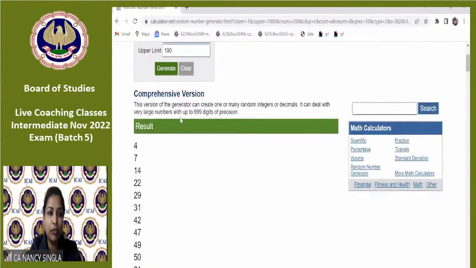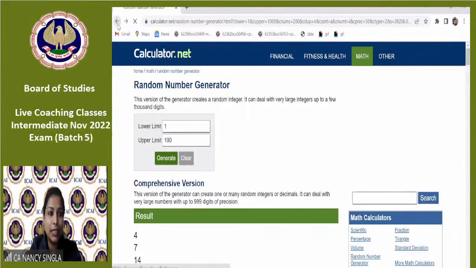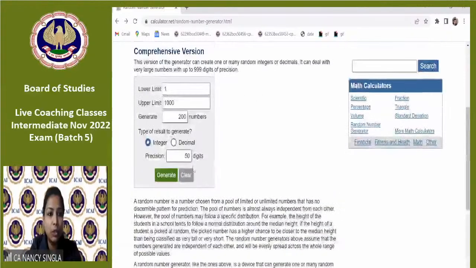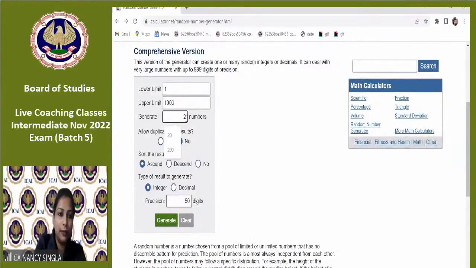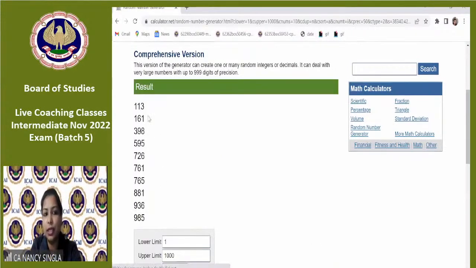I'll do one thing for a better understanding. Let us reduce this number to 10, so I want a smaller sample size. Okay? Duplicates are not required, in ascending order, and I want integers. So these are the 10 numbers. Now my professional judgment is not involved here.